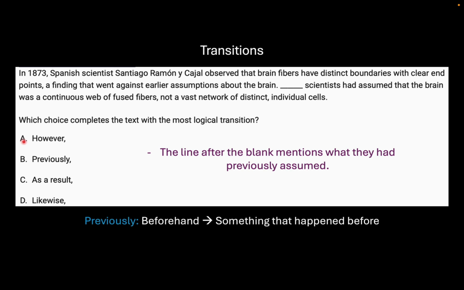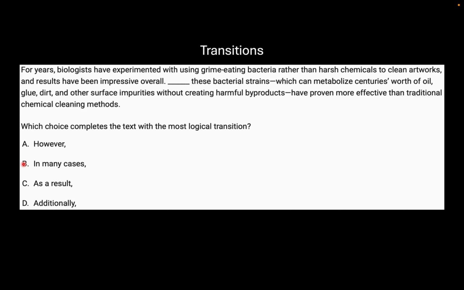Alright, let's look at the multiple choices. A says however. However is contrasting, as we've previously said. Choice B says previously. Previously means beforehand, something that happened before. So this could be correct. As a result is used when you have a result, and likewise when a similar idea is presented. So the correct answer is B, previously.